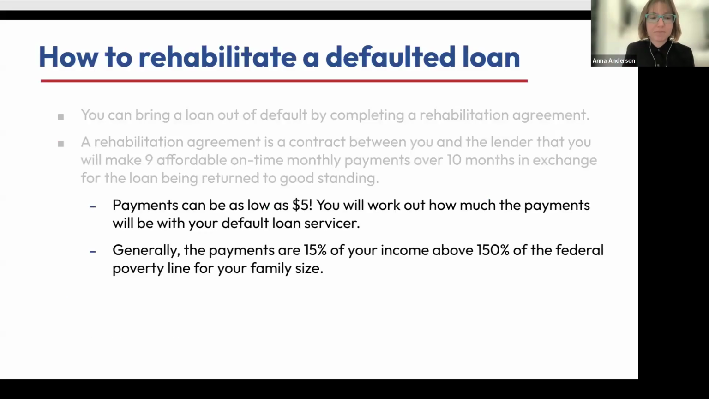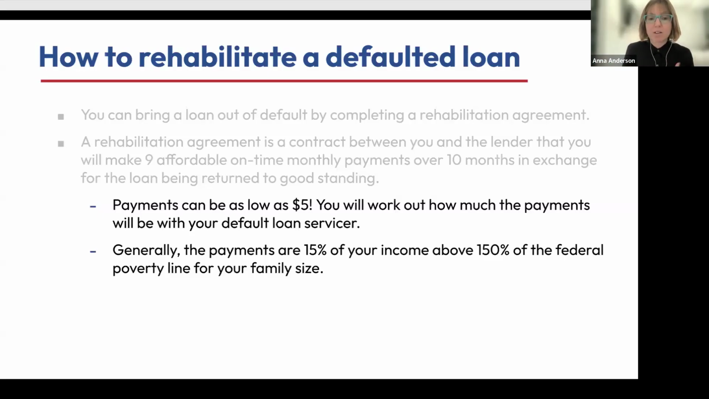Next slide. So payments in a loan rehabilitation agreement can actually be as low as $5 a month. So if you are thinking about doing this and you're really scared that the payments are going to be really unaffordable, just know that these payments are actually based on your income and your family size. So just like the income-driven repayment program, with these loan rehabilitation payments, you are going to have a payment based on your income and family size that will hopefully make it easier for you to make those 9 on-time payments to get your loans out of default.